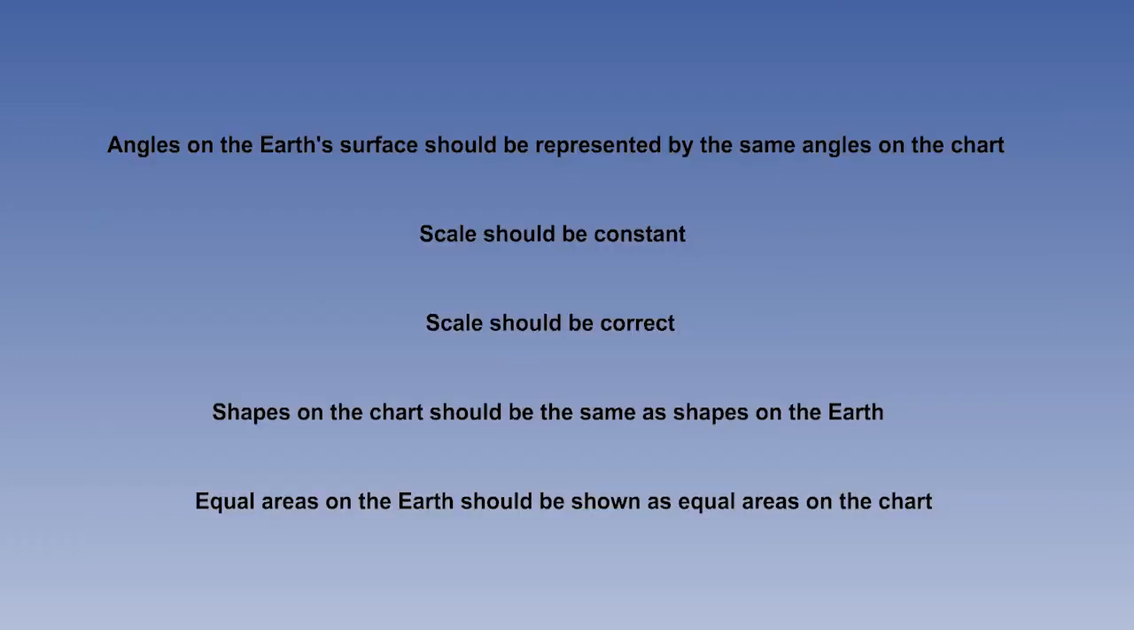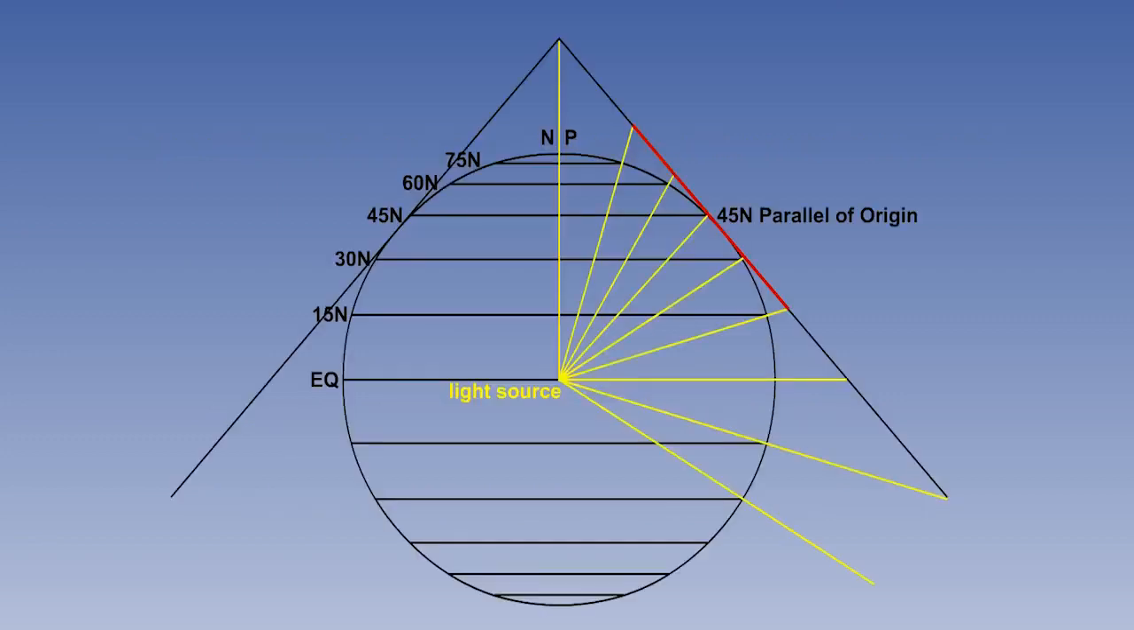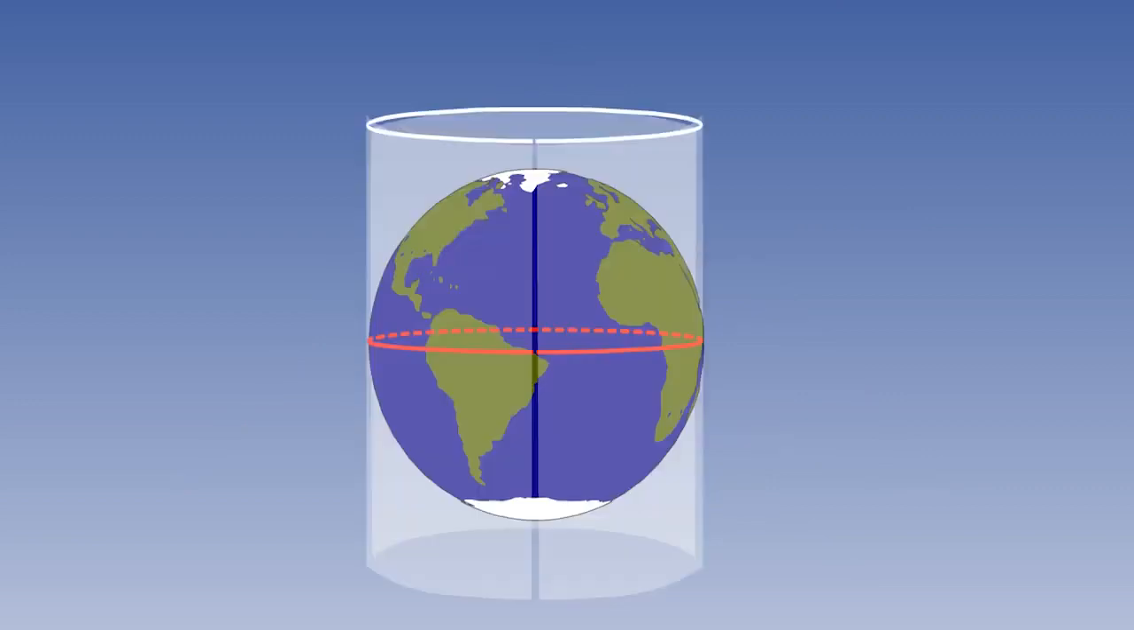The next one on our list is that scale should be constant all over the chart. But as we discovered when considering basic projection theory, this is not possible. All we can do is choose a projection which minimizes scale distortion if it is important to us. However, it is essential that the chart does have a correct scale at some point, and we know the rate at which it changes.